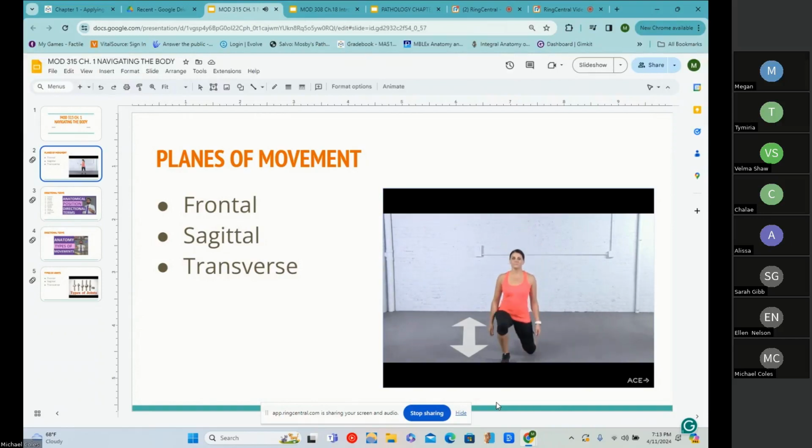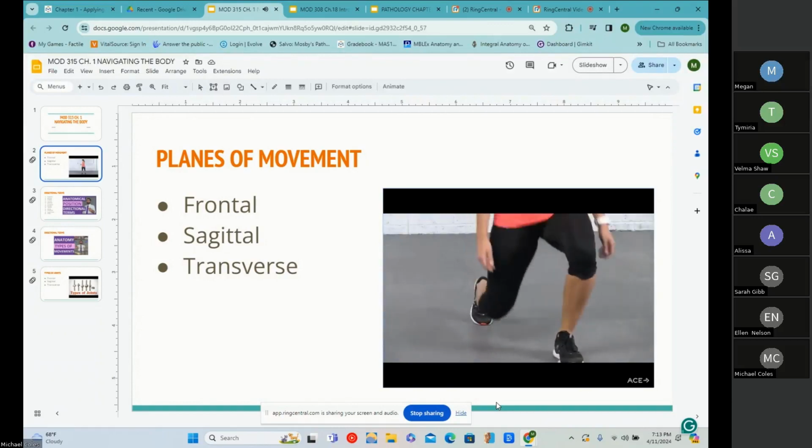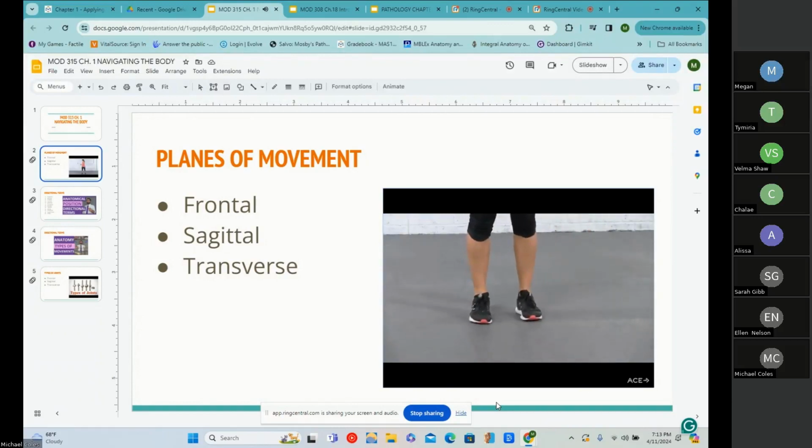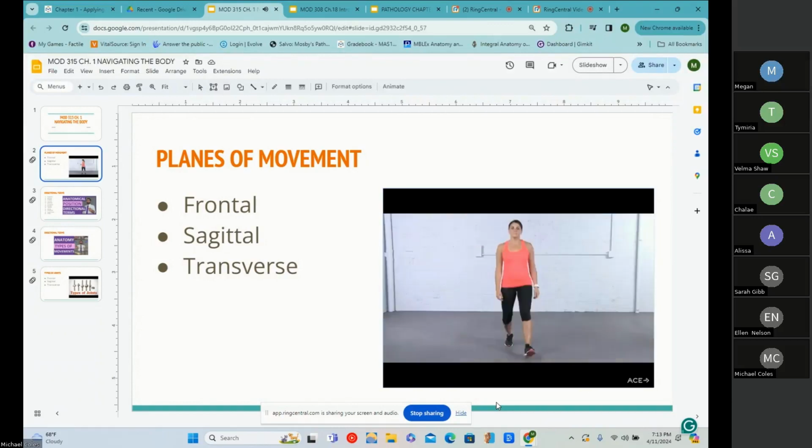As you can see with this lunge movement that Molly is demonstrating, her body is moving front to back, flexing and extending at the hip and knee joint, therefore occurring in the sagittal plane. Also, an exercise such as a bicep curl would occur in the sagittal plane. The flexion movement at the elbow joint is running parallel to that invisible plane, again dividing the body into left and right halves.